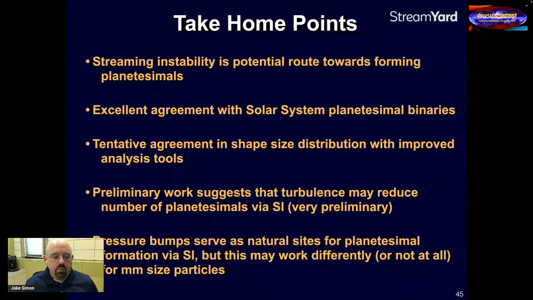And then preliminary work suggests that turbulence may reduce the number of planetesimals. This is very preliminary. And pressure bumps also may reduce the efficiency, but we need to understand how this works with millimeter size grains versus centimeter size. It may not work for millimeter size grains at all. So with that, I will take any questions, and I thank you for your time.